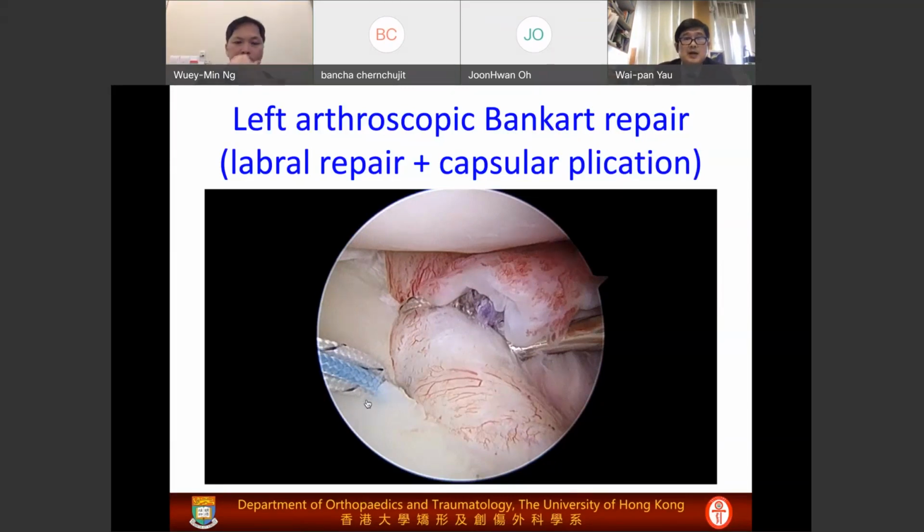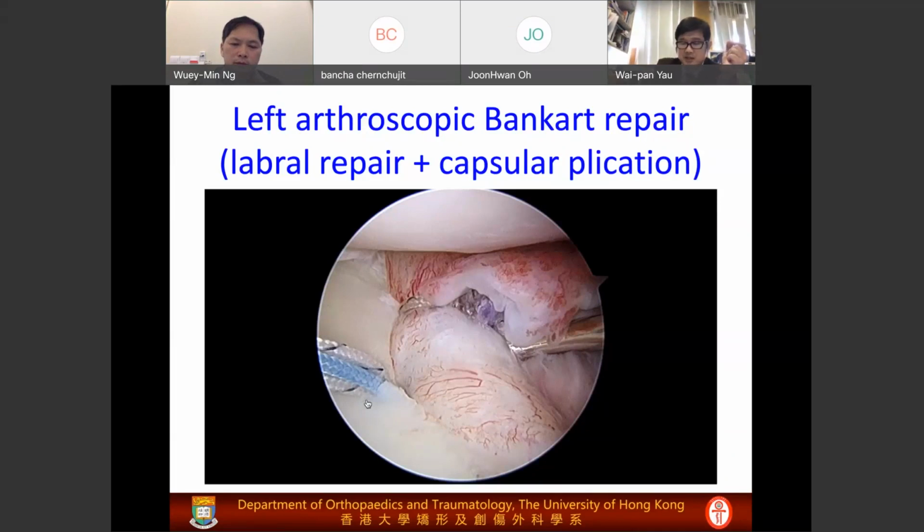I'm quite happy in the sense that there is a minimal recurrent dislocation rate and the external rotation loss is not as much, especially in the condition that I need to perform a ramp massage procedure. And after trying this procedure for 1 year, to be honest, I don't do any more ramp massage procedure for my patients. Of course, if the glenoid bone loss is huge, I need to look for a bone block procedure for the glenoid reconstruction. But if the glenoid bone loss is less than 20%, I will just do this capsular repair together with the capsular plication together with the labral repair.